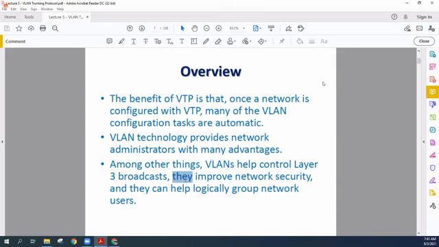So once we have that isolated VLAN, it eventually improves the network security. Right? That is also important, because if there is no VLAN on that switch, then all 15 users belong to one network. So they can access the resources in each other's computers.